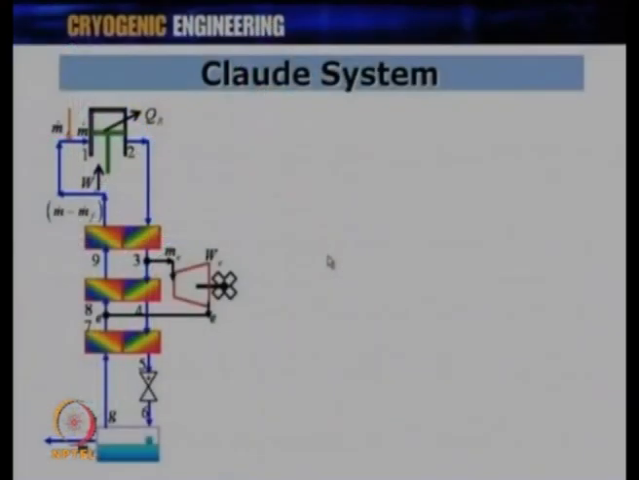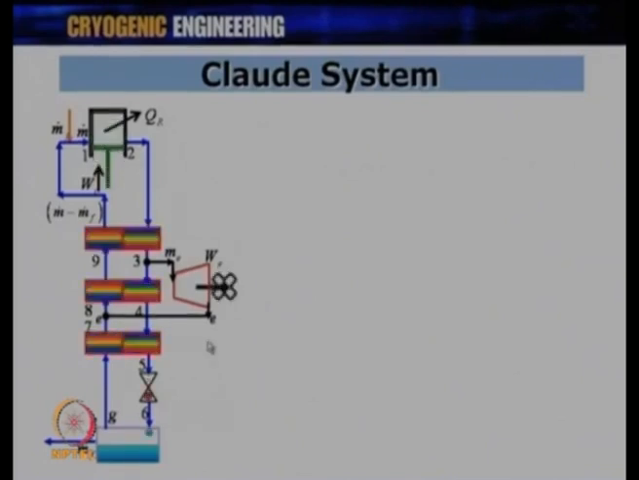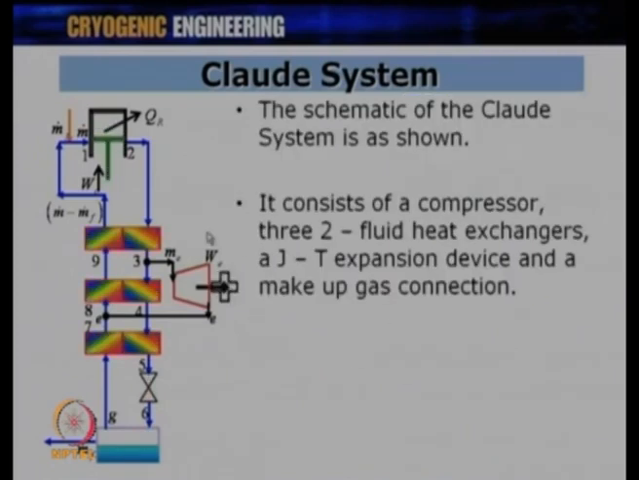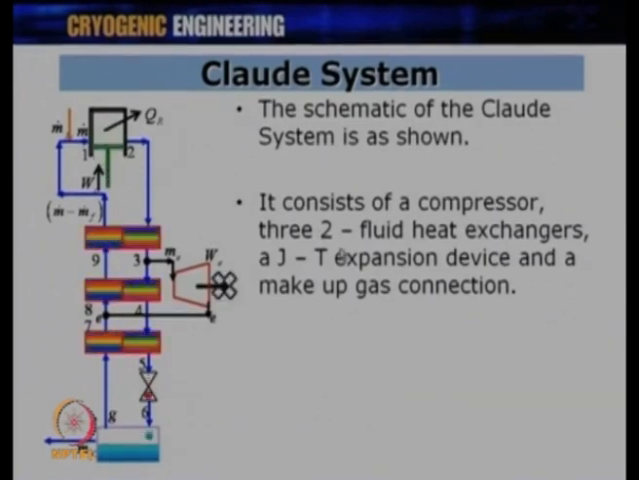So, this is a schematic of a Claude cycle. What you can see from here is that it has a compressor over here and an expander over here, and we have heat exchangers 1, 2 and 3, and there is a JT valve at the end where the liquid is yielded in the container at this point. So, the schematic of the Claude cycle is as shown here. It consists of a compressor, which is this, and 2 fluid heat exchangers. So, there are 3 heat exchangers 1, 2 and 3, and there are 2 fluids. As in earlier cases, where we had 3 fluid heat exchangers also, there is a JT expansion device and a makeup gas connection.